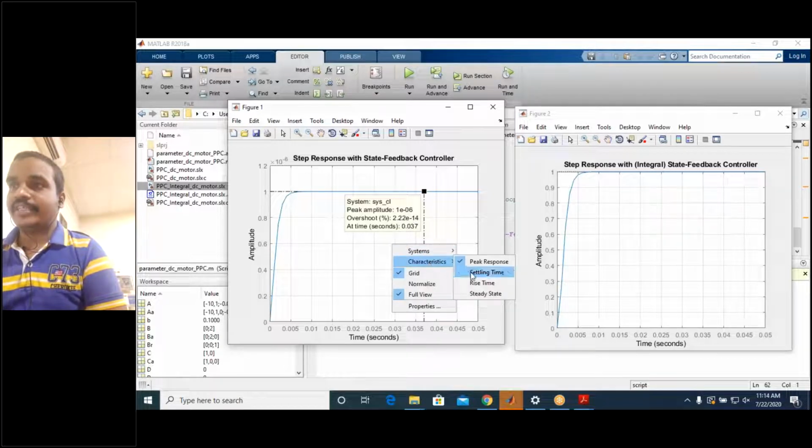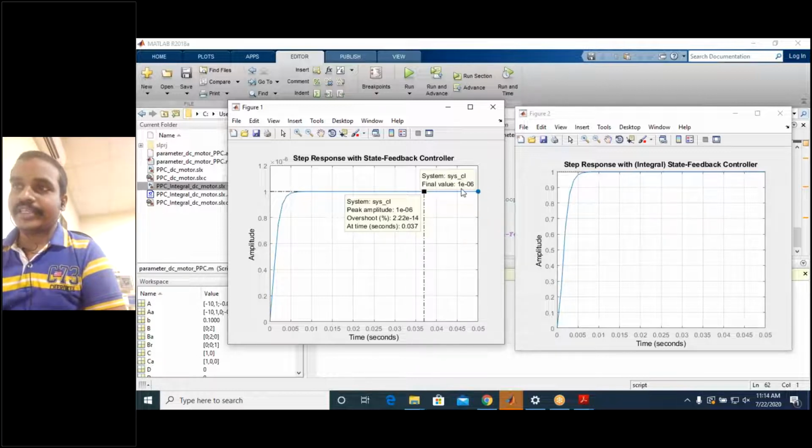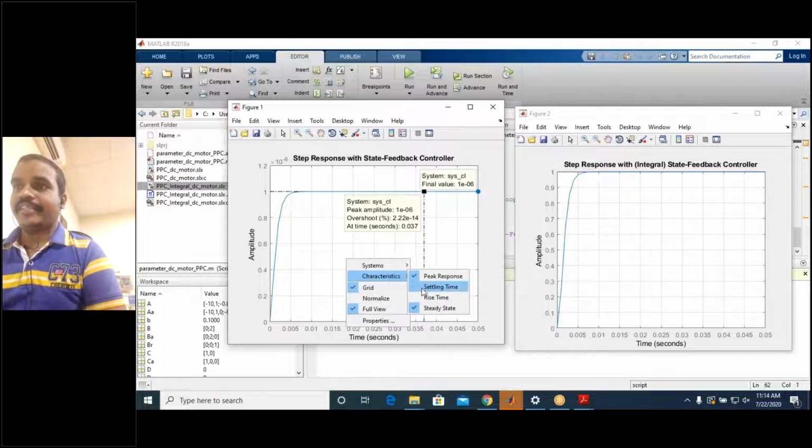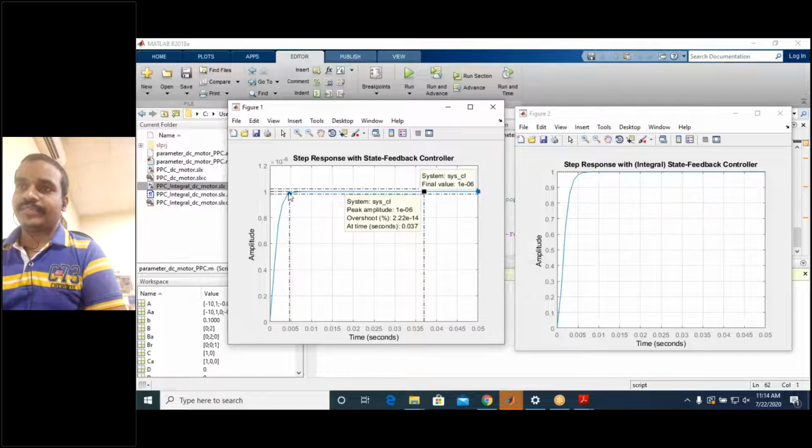And if I want to see the steady state error, you just use the steady state error. So this is the steady state error. You can see that instead of 1, it is settling at 10 to the power of minus 6. If you want to see another thing, settling time, you can see that settling time is 0.00471. And if you want to see the rise time, the rise time is fine.